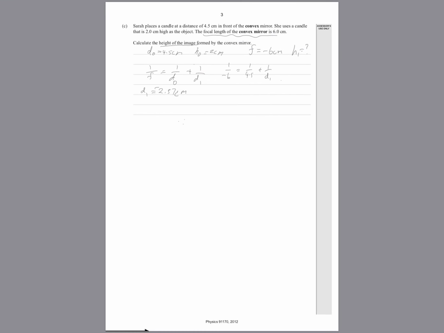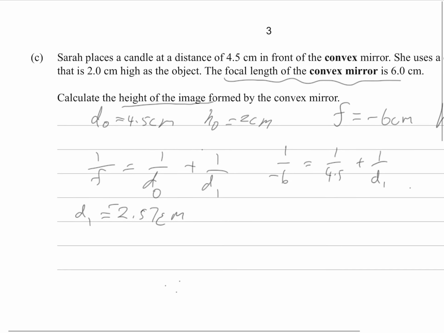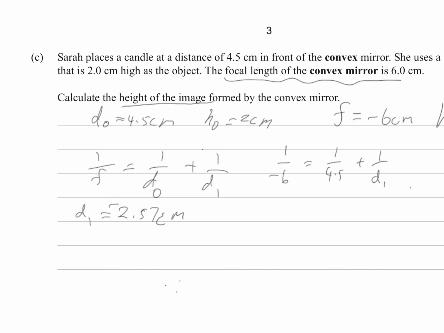Therefore, our distance of the image will have to be a negative number. Note if we use the focal length as positive, let's pretend we say that focal length is positive, then you'll actually get the incorrect answer. So it's important that you always remember that in a convex mirror the focal length is negative.